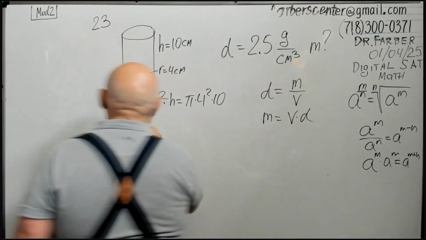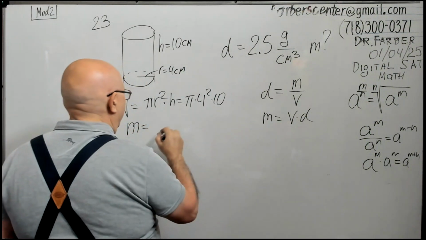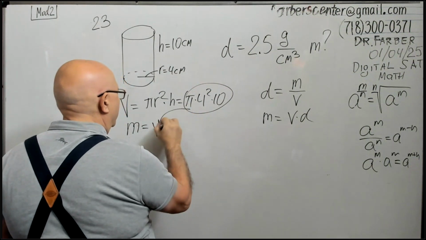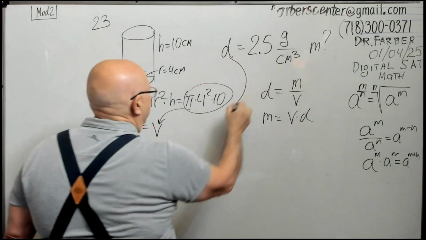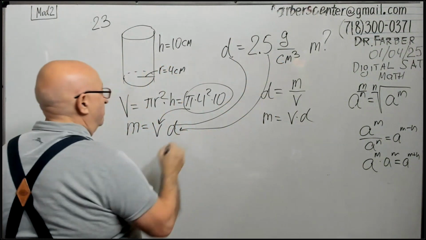How to find mass? Mass equals volume, this guy, times density, this guy. Just multiply them.